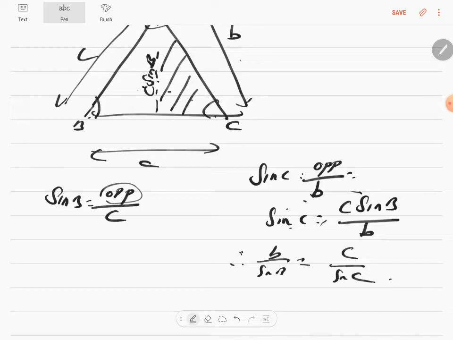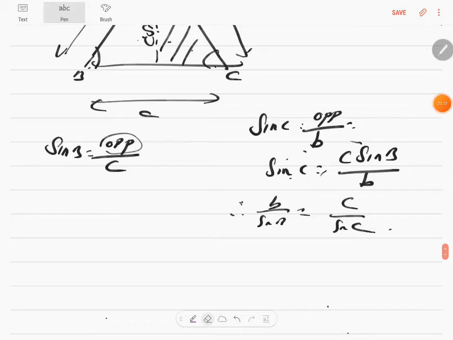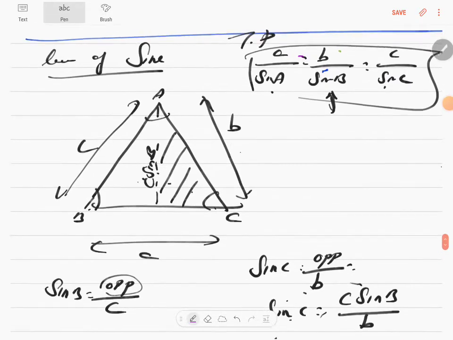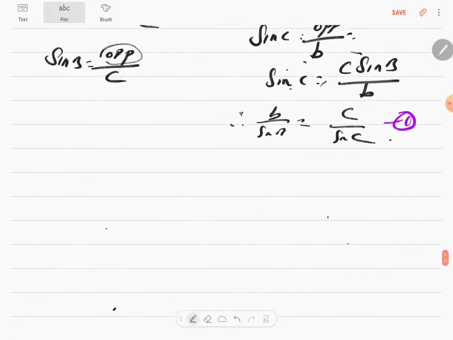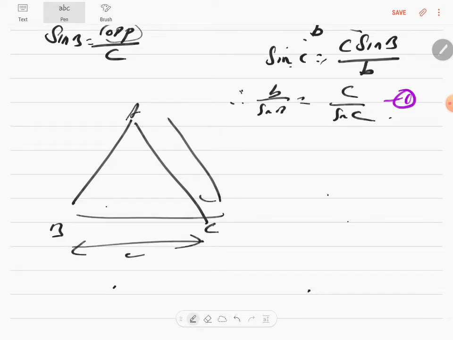Are you clear? Okay. So this is B by sin B is equal to C by sin C. But you still haven't got A by sin A. So for this you take the same triangle, angle A, angle B, angle C. What is opposite is small a, small b, small c. And you want sin A.